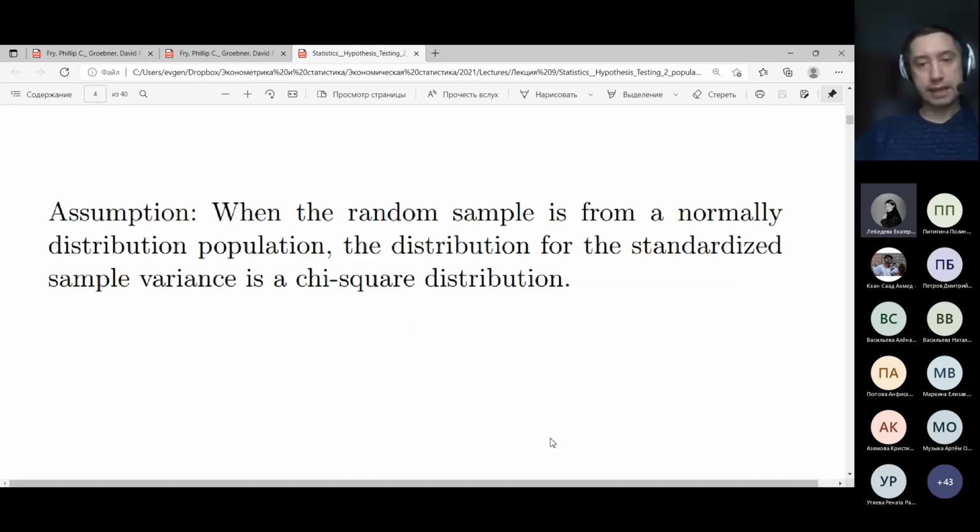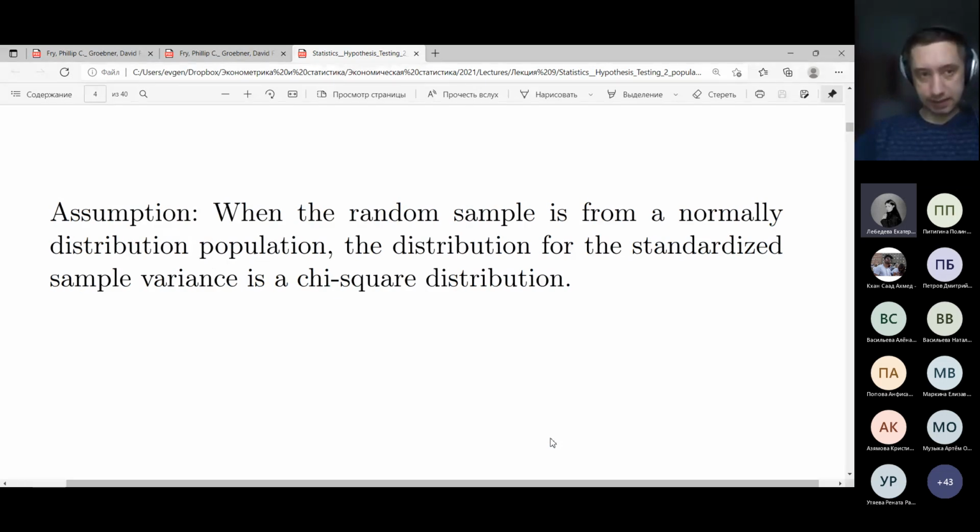And as any test in statistics, this test also has certain assumptions. And your job is to remember these assumptions, because we often ask students to list assumptions in our exam. Our assumption is as follows. First, your variable must follow a normal distribution. So the random sample must be drawn from the normally distributed population variable.